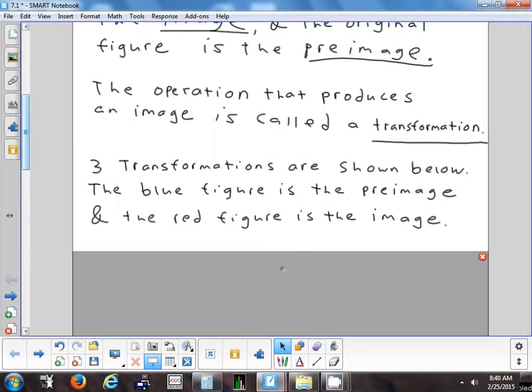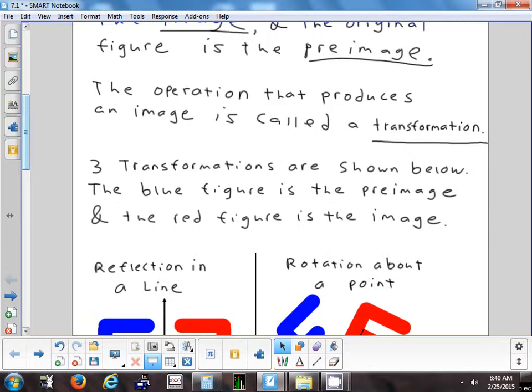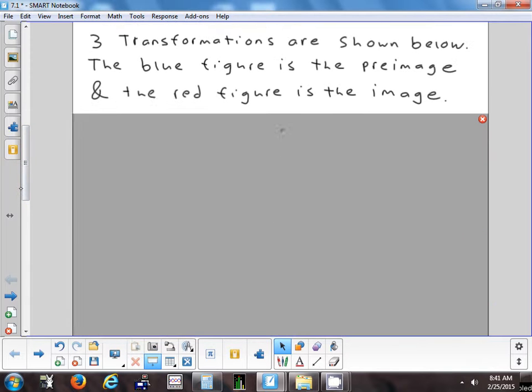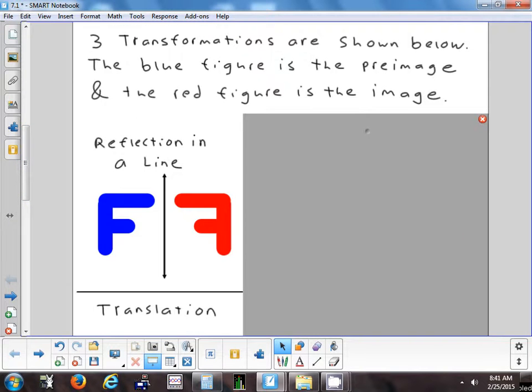Okay, so we're going to look at 3 different transformations below. And the figure in blue is always going to be the pre-image, and the one in red is going to be the image. That's how your book does it. Blue is the figure you start with. Red is the transformation. Let's start out with a reflection.